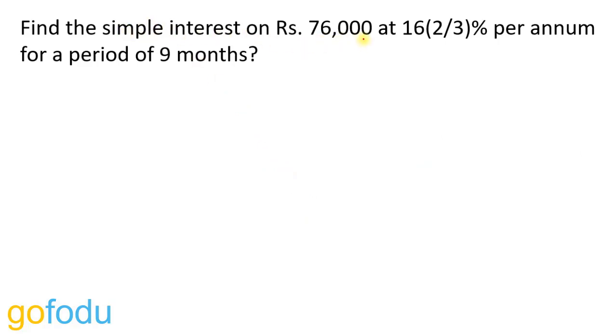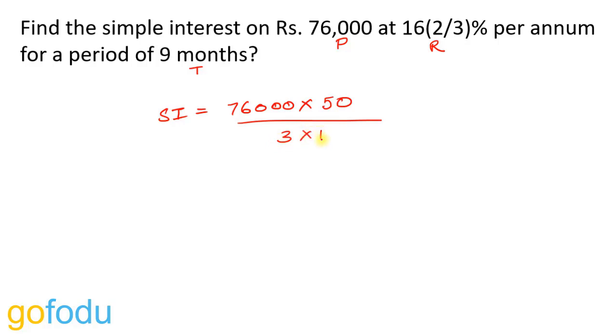Find simple interest on this much rupees. This is the principal and this is the rate, and the time period is 9 months. So simple interest is what? PRT upon 100, that would be 76,000 into R, which is 16 3s are 48 plus 2/3, upon 100 into 9 months, which would be 9 upon 12 years. Solve it, and get the value of interest as rupees 9,500.